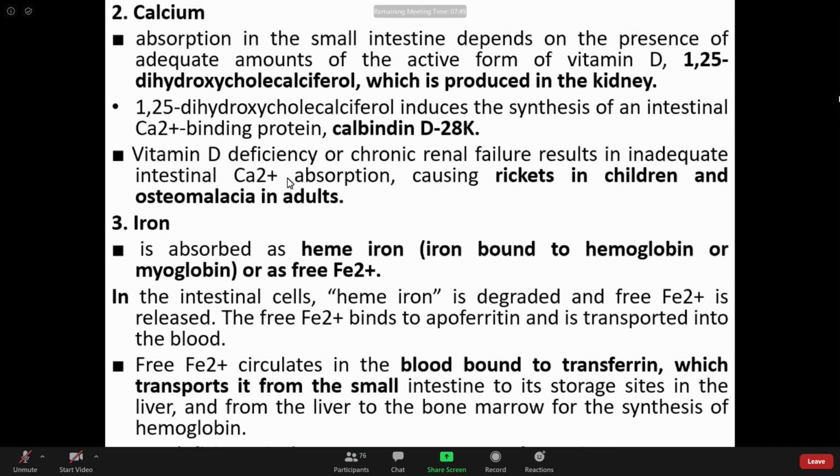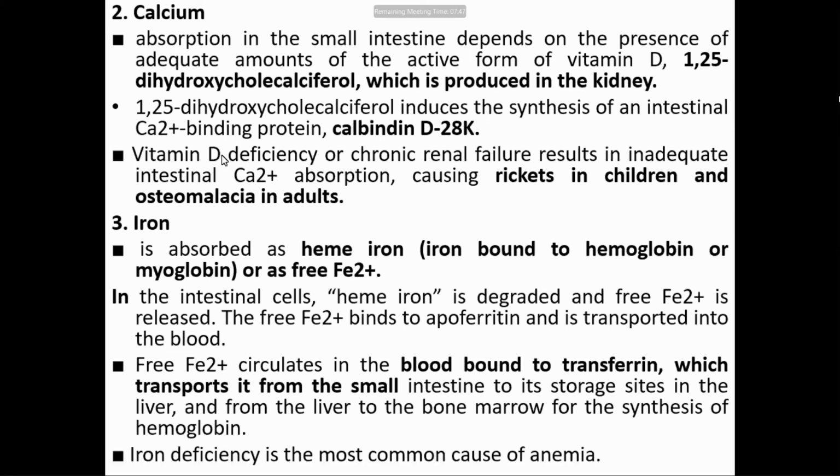If there is deficiency of vitamin D due to renal failure or inadequate intestinal absorption, it will cause rickets in children, and it causes osteomalacia in adults. Then absorption of iron. Calcium and iron both are absorbed in the duodenum.